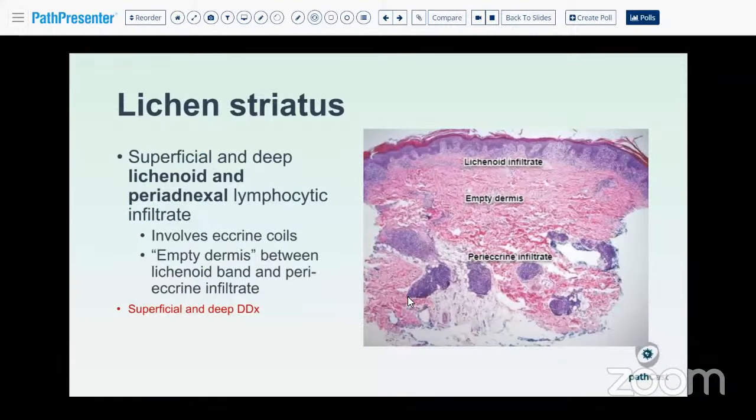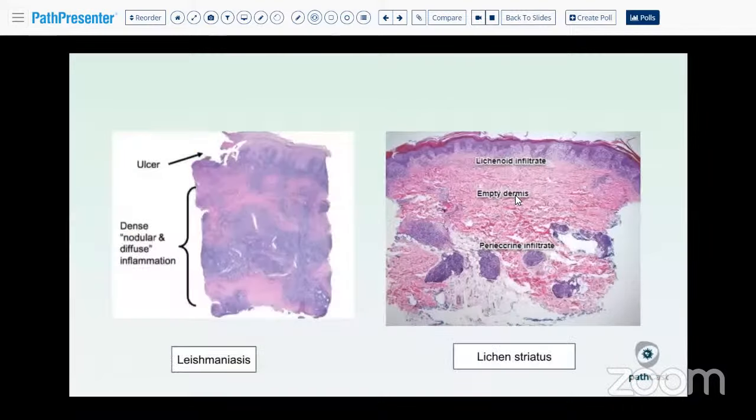Here's another example of lichen striatus, just showing that empty dermis. So lichenoid infiltrate up top, the eccrine infiltrate below, and the so-called empty dermis in between. Leishmaniasis and lichen striatus both share that superficial and deep inflammation, but it is more dense, nodular, and diffuse in leishmaniasis. Empty dermis, lichenoid for lichen striatus. Of course, as we zoom in here, we find parasitized histiocytes, and here we do not.